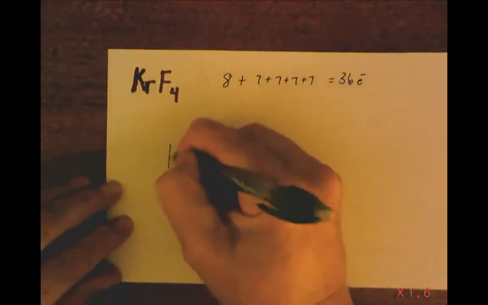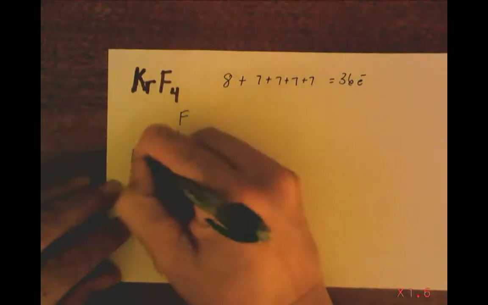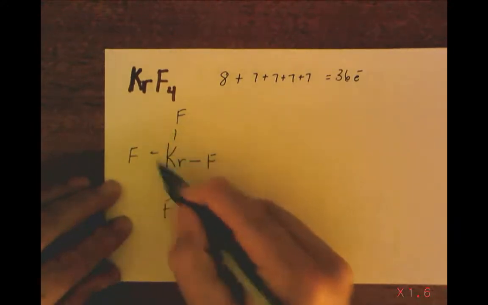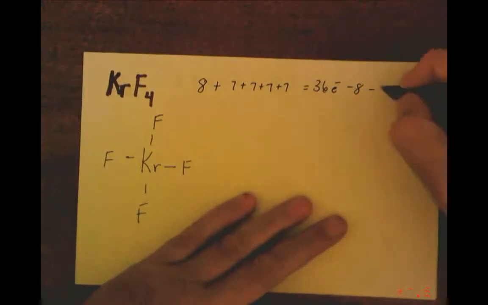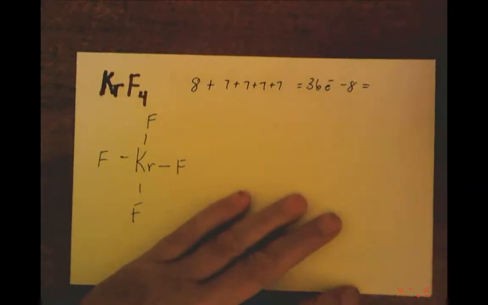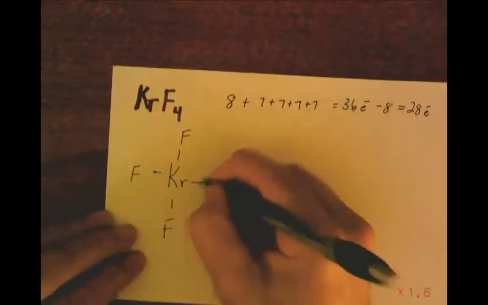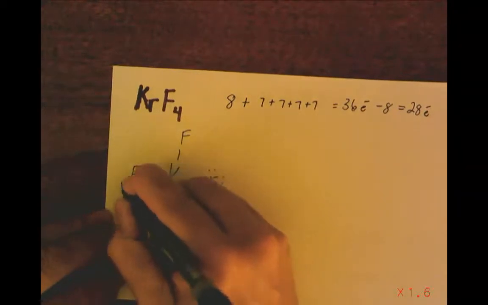Okay, so we start drawing our structure. Central atom connecting the outer electrons. 2, 4, 6, 8. I've used up 8. So I'm left with, let's see, 28 electrons. Okay, so let's fulfill the octets on the outer atoms.